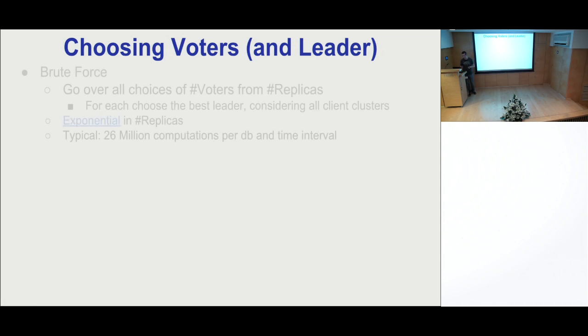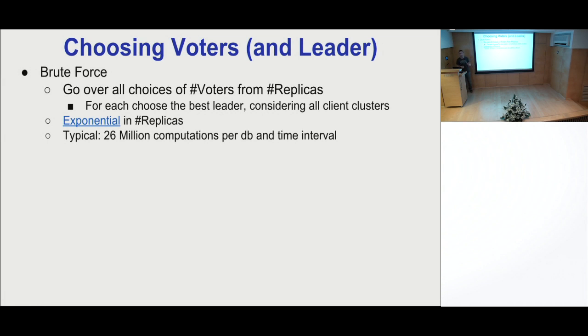voters. The trivial way to do that would be to look at all your replicas and consider every subset of the number of voters. For example, if you need 5 voters to be able to tolerate 2 failures, consider every subset of 5 out of, I don't know, 11 replicas. And for each subset, use the previous algorithm to choose the best leader. This is exponential in the number of replicas. So this is not scalable. For a typical database that we had, it's about 26 million computations per time interval. So we didn't want to do that.